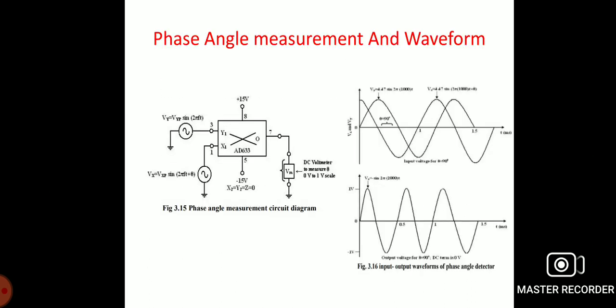Now we see the structure of the phase angle measurement and the waveform of the analog multiplier IC. This is the AD633 IC having the two inputs Xi and Yi and the single output V out. This is the DC output stage for the two input sinusoidal signals, and we get the input and output waveforms of the phase angle detection.